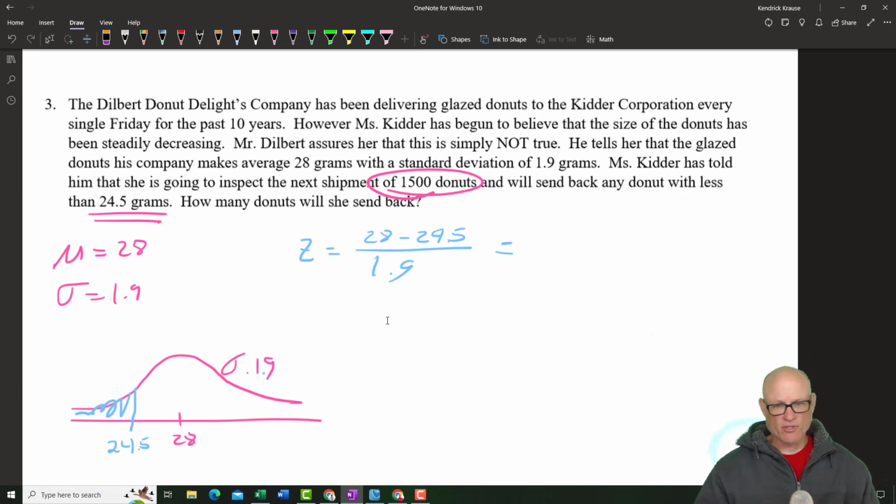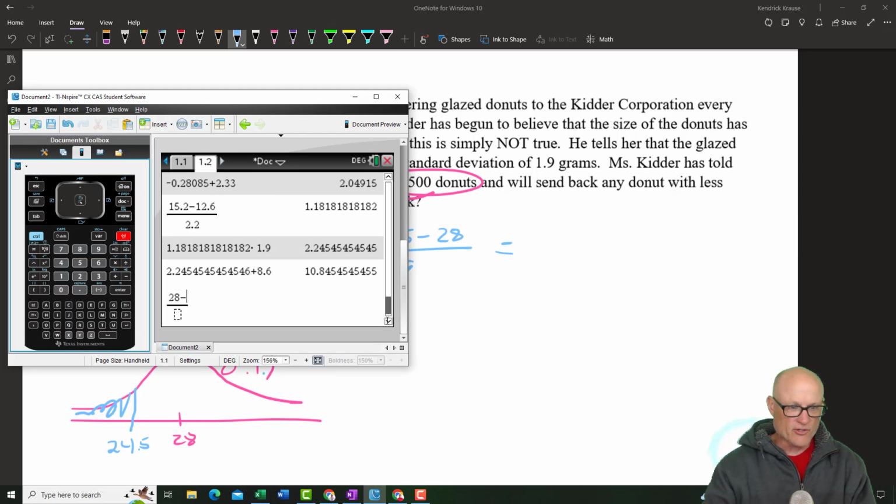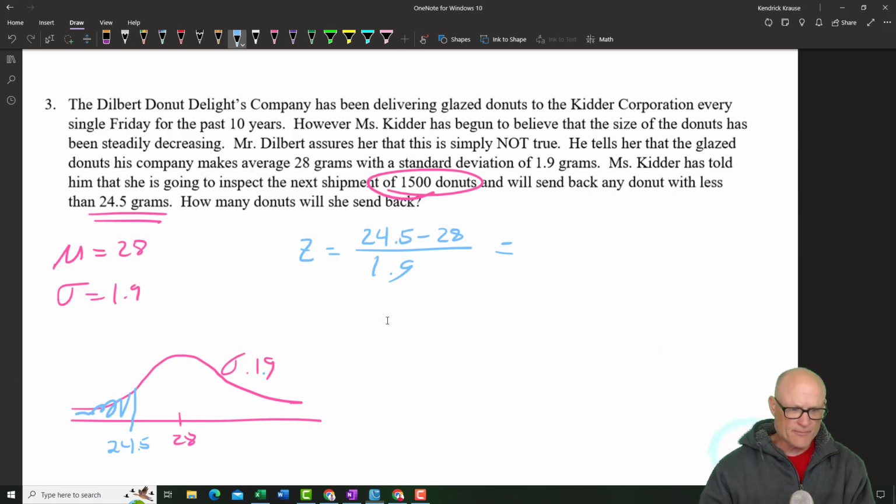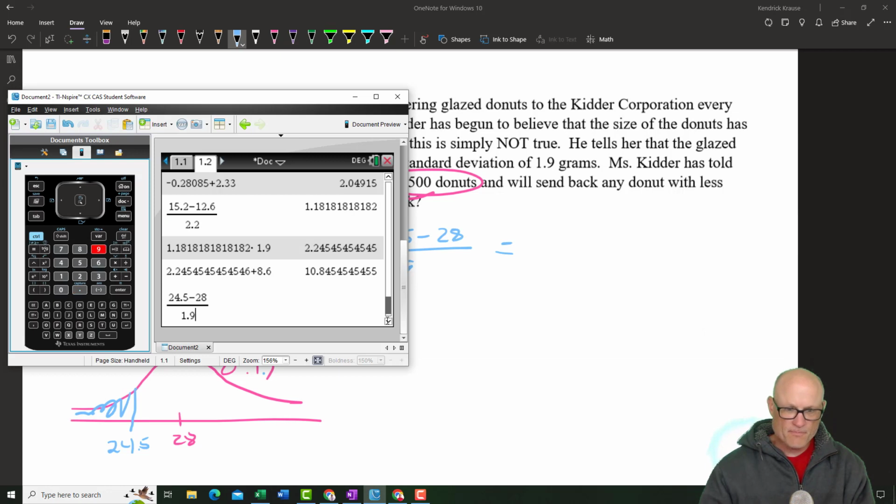Totally did that backwards, because I'm going to end up with a positive z-score. That doesn't make sense, right? When I saw that I'm going to end up with a positive z-score, I realized, oh yeah, I did it backwards, because I should end up with a negative z-score. Sorry, kids. Got home at like 1 a.m. last night. I didn't sleep much. That's my excuse. I'm sticking with it, by the way. So I'm going to do it the right way. 24.5 minus 28 divided by 1.9.